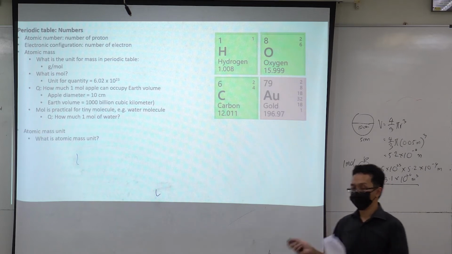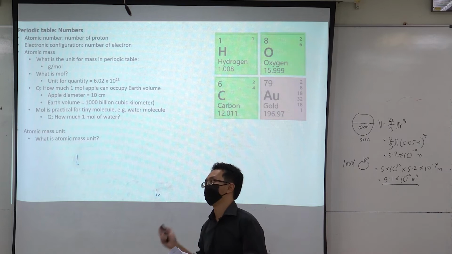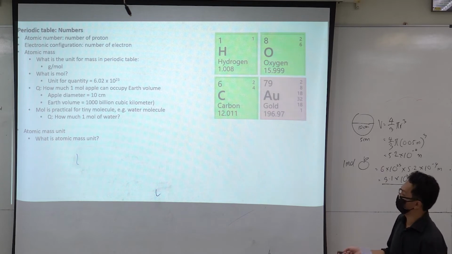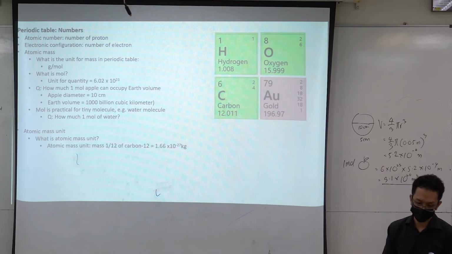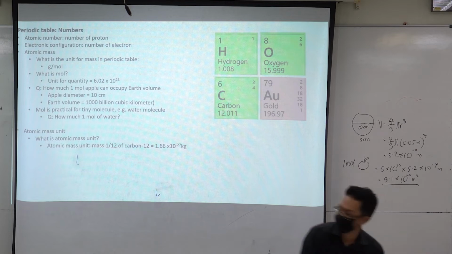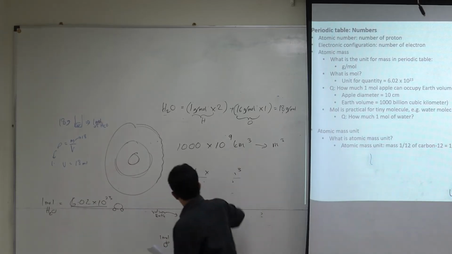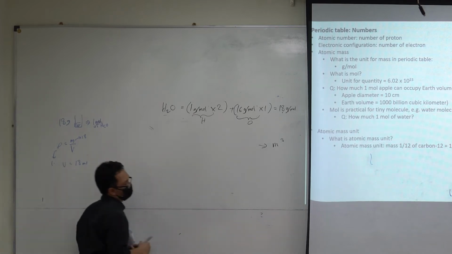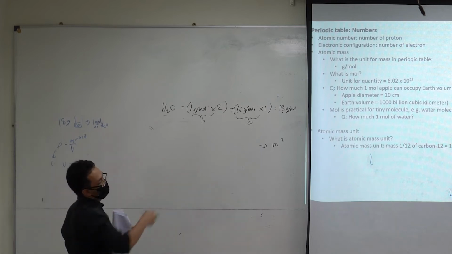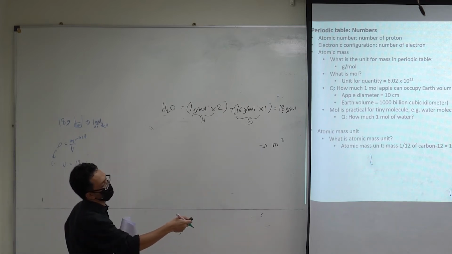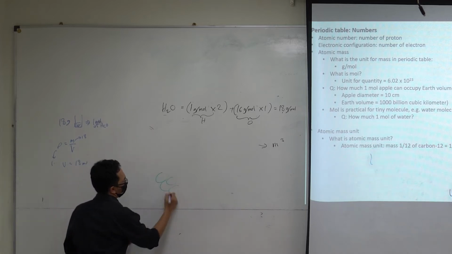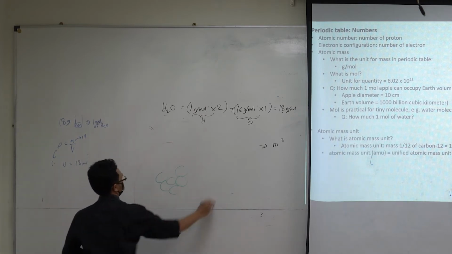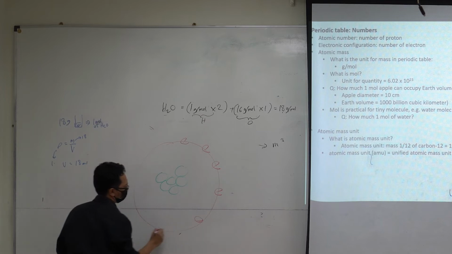Okay, now atomic mass unit. Just now some of you said that this mass is AMU. What is atomic mass unit? Atomic mass unit is basically a mass of 1/12 of carbon 12. What does it mean? Inside a carbon there are 6 protons. So you have 1, 2, 3, 4, 5, 6 protons, and then there are 6 electrons. 1, 2, 3, 4, 5, 6 electrons.